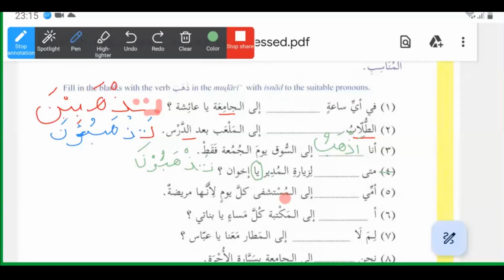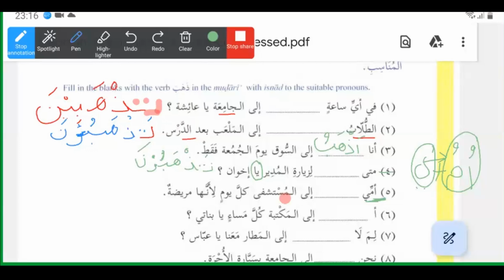Now coming on to the fifth one, ummi. It's ummu, and after that ya mutakallim. So this is muzaf and muzaf ilay because there is an izafat to mother. Ummi means my mother. إلى المستشفى كل يوم لأنها مريضة. My mother goes to the hospital every day.